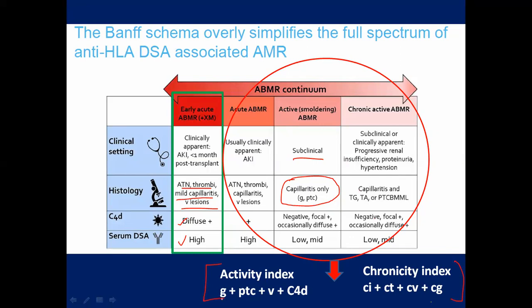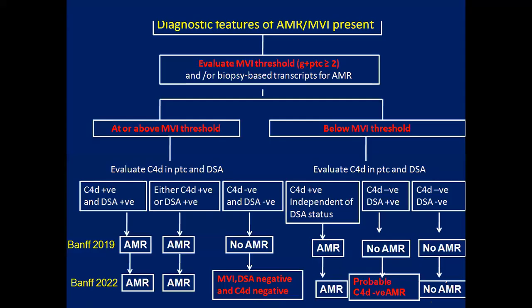The activity index will include the glomerulitis, peritubular capillaritis, the vascular thing, and the C4D positivity. And the chronicity index is the opposite of that. So that means there will be CT, that means tubular atrophy. CI means there is interstitial fibrosis. CV means there is a chronic vascular rejection in the form of transplant arteriopathy, and CG means there is a transplant glomerulopathy, or chronic glomerulopathy. So the difference between the 2019 and 2022 classification system is this thing.